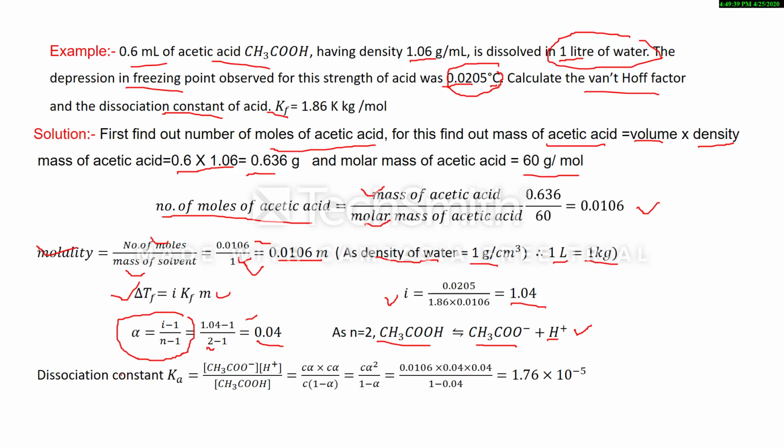Now from this alpha, we will find out the dissociation constant of the acid, that is Ka. Again, remember the class 11th equilibrium chapter. Ka is CH3COO minus multiplied by H plus divided by the concentration of CH3COOH. Put the value. CH3COO minus is C alpha, H plus is C alpha, and CH3COOH is C into 1 minus alpha. This is from class 11th. C is cancelled by C, we'll get C alpha square divided by 1 minus alpha. Put the value and calculate, we'll get 1.76 into 10 to the power minus 5. So these are the numericals based on degree of dissociation and association.